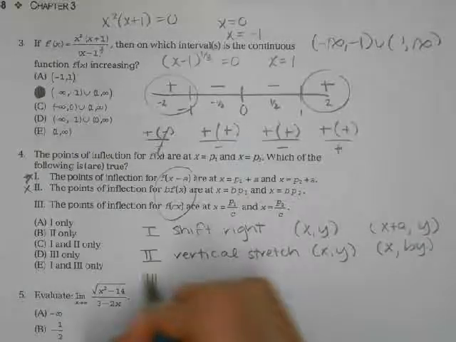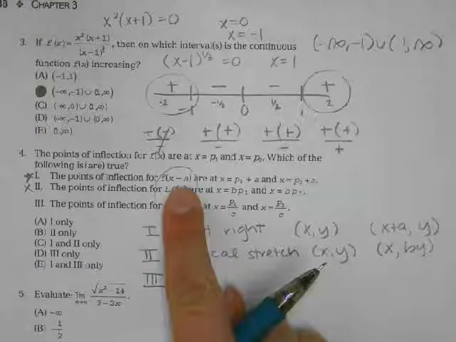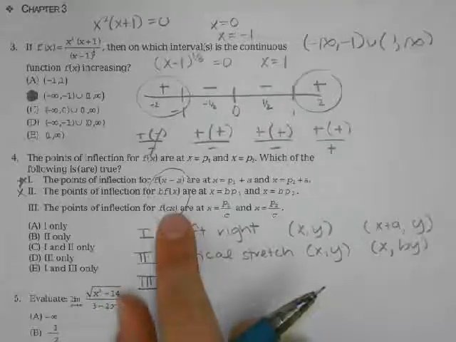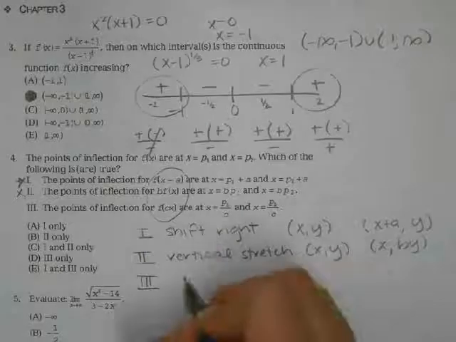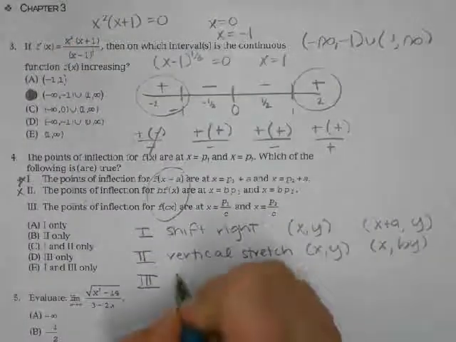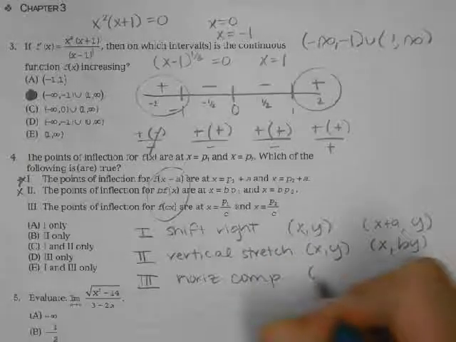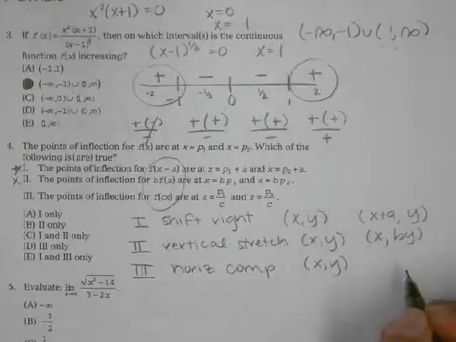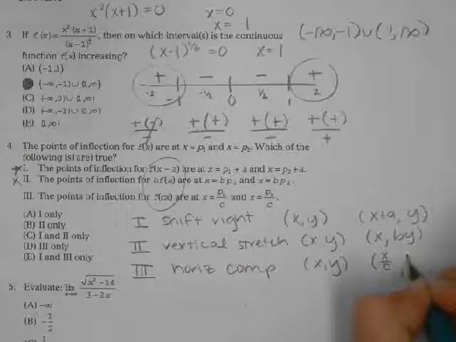For the third one, the transformation, you can see a multiplier on the inside of the parentheses. So that's horizontal stretch or compression. And just like the minus a means right, not left, a multiplier inside means that you are compressing, not stretching. So we are compressing. This is a horizontal compression. That's something that happens to the x coordinate. So if our original was x, y, then our new point would be x divided by that number, and then the y would stay the same.